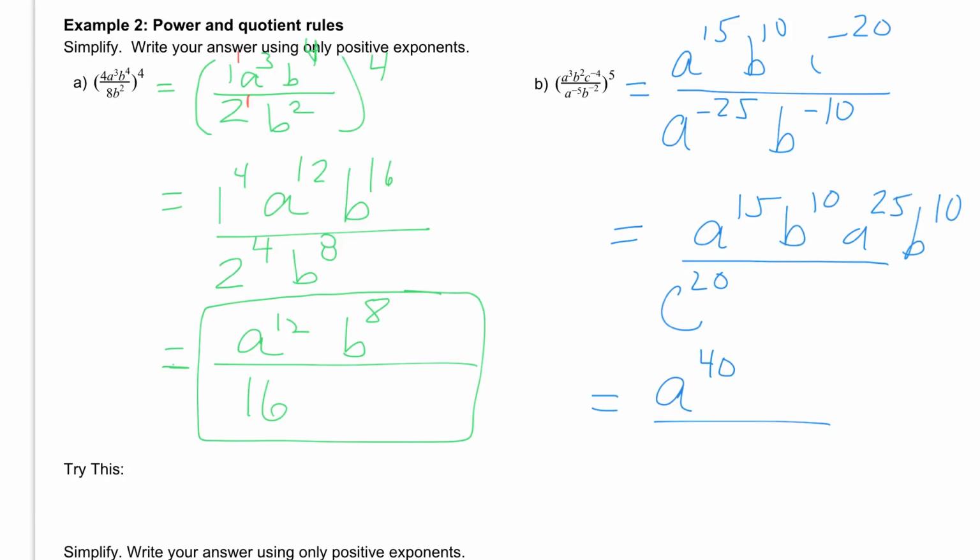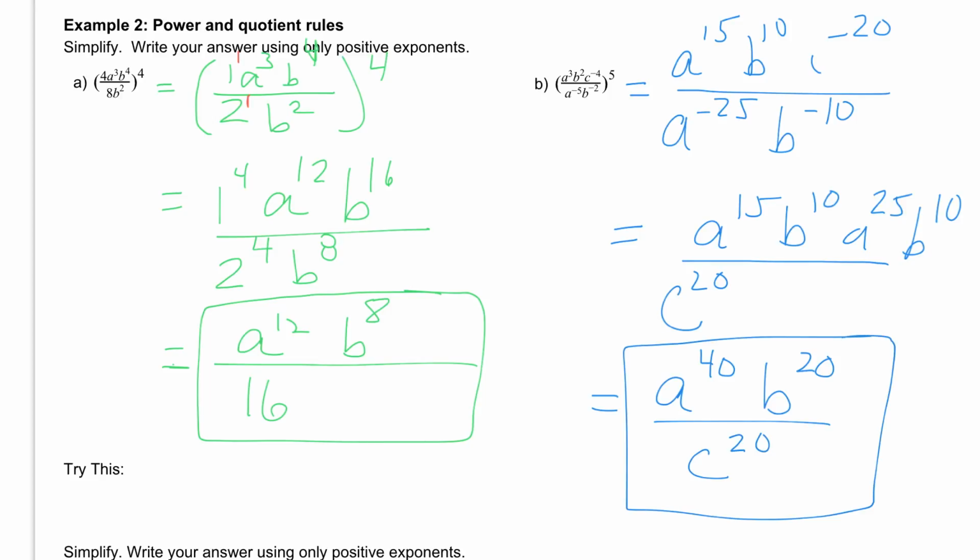Taking a look at our b's, we have a b to the 10th and a b to the 10th here. Again, on the same level, meaning we're multiplying b to the 10th by b to the 10th. Multiplying with the same base, we add the exponents, which would give us b to the 20th. Looking at my denominator, all we have is 1 c, nothing to combine it with, so that c to the 20th will stay in the denominator.